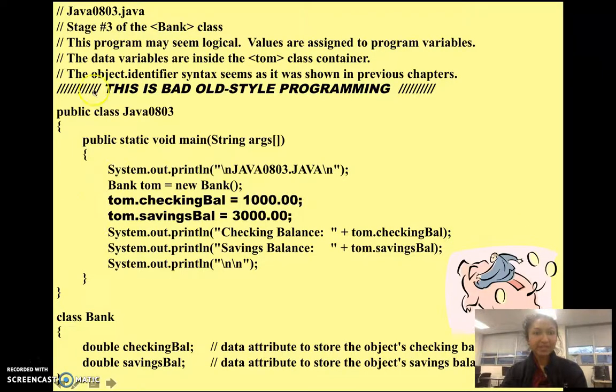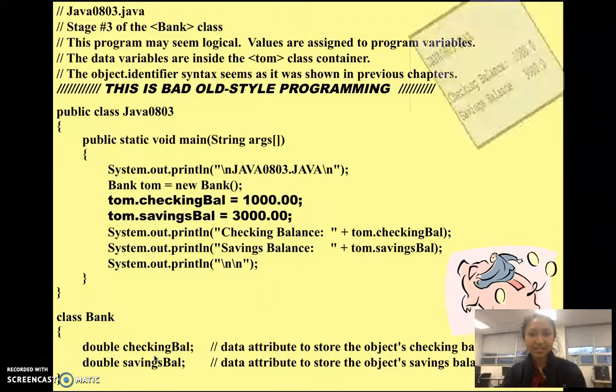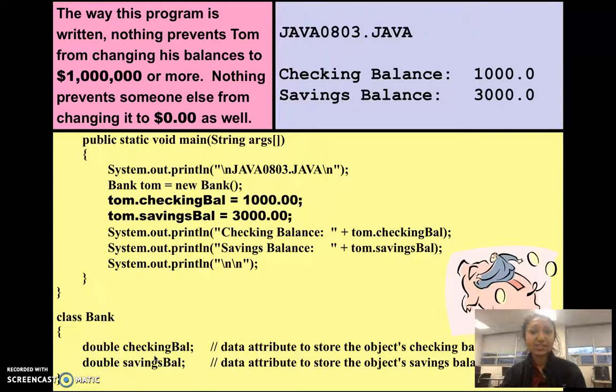All right. Now here they say this program may seem logical. Values are assigned to program variables. The data variables are inside the Tom class container. Okay, so let's just read what's happening. In this main file, it looks like they declared an object Tom. Then they do tom.checkingBalance equals 1000, tom.savingsBalance equals 3000, and then they're doing System.out.println of tom.checkingBalance and tom.savingsBalance. They're trying to access these two variables. Okay, and ta-da, you get an output.